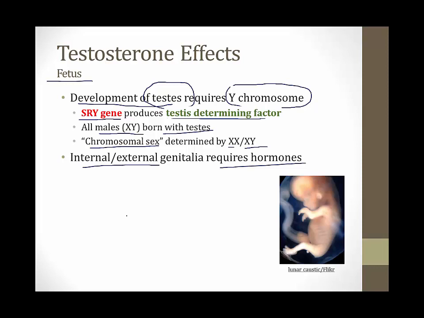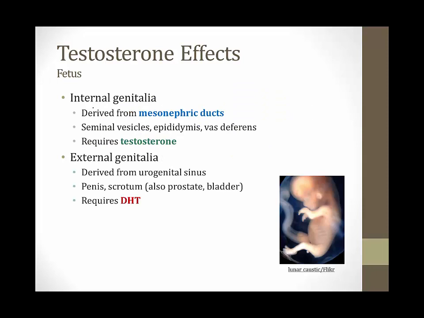In order for the normal male genitalia to occur, your hormones, including testosterone, have to develop normally. So you can divide up the male genitalia into the internal and external genitalia.